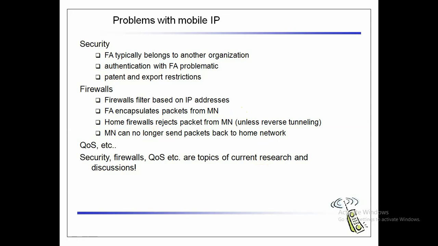Security related with challenge response extensions, and it is very mandatory. And the cellular IP routing changes are always initiated in foreign agent as well as in infrastructure. The home firewalls reject some packets from the mobile node, unless it is reverse tunneling. Mobile node can no longer send any packets back to home network.